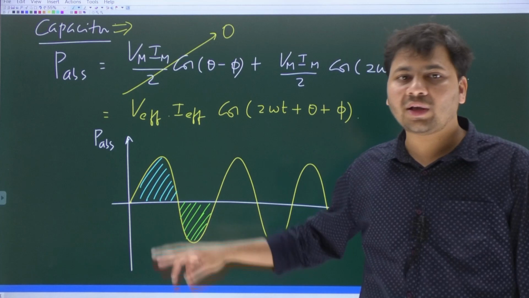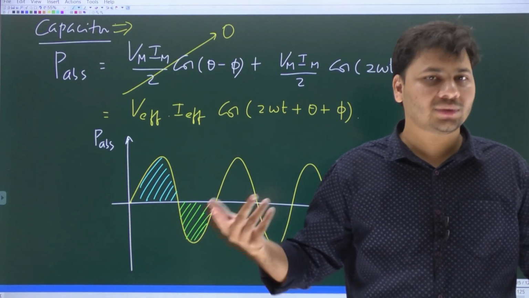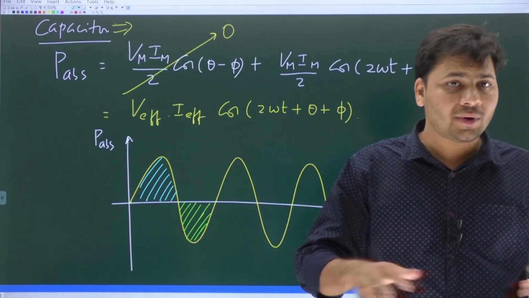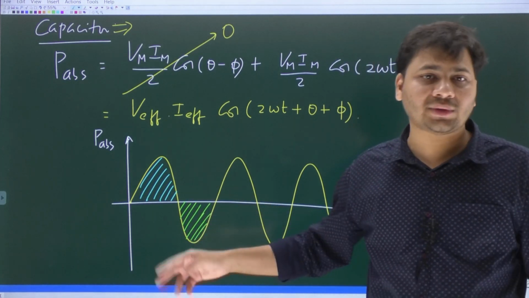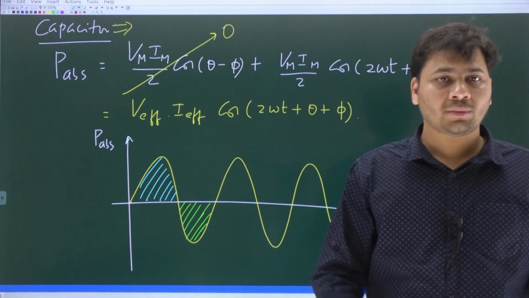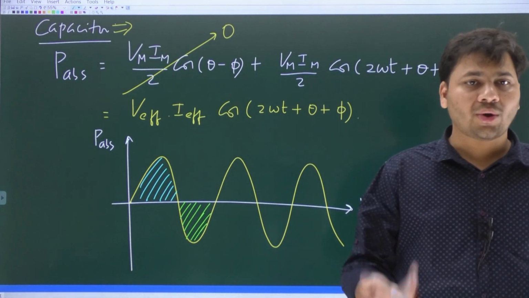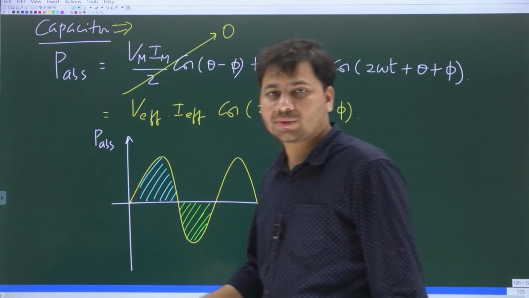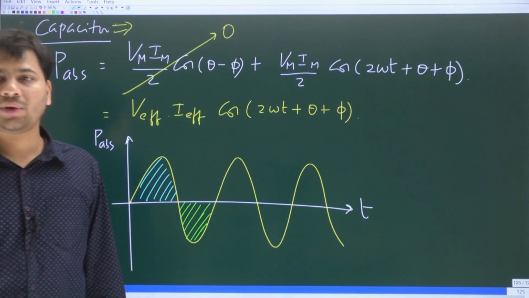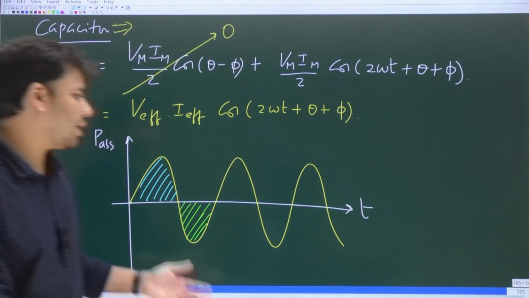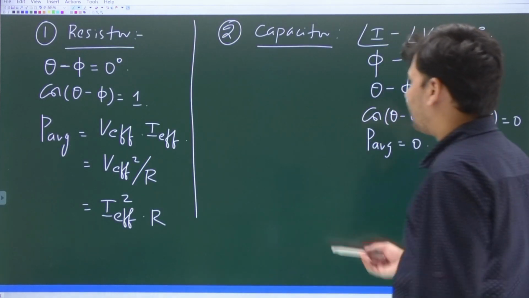Here, the average power delivered by the cap is 0. Instantaneous power delivered by the cap in the negative half cycle is positive. But the average power computed over the entire full cycle is going to be 0. That is why the cap is considered to be a passive element. You understood, right?